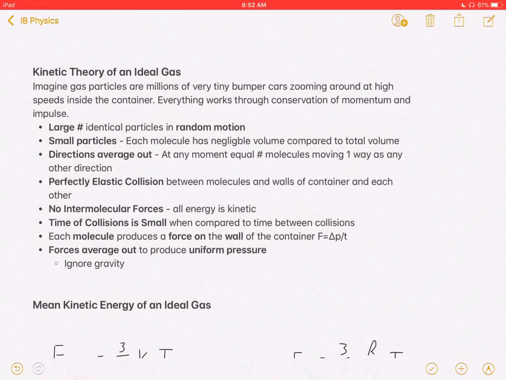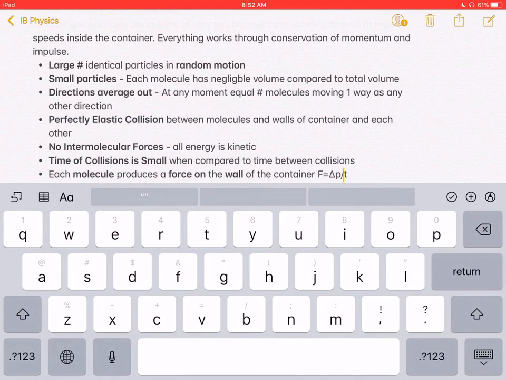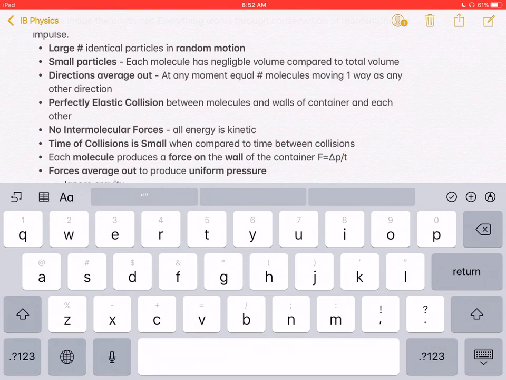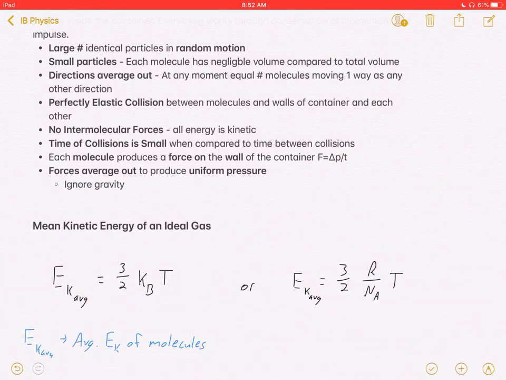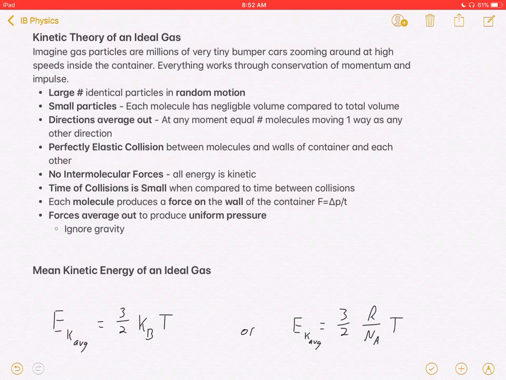To have that, you have to have a large number of particles, and they have to be moving all over the place in random motion. They need to be so small that we can neglect their size. They have to be moving in random directions, so the directions have to average out. Every collision is perfectly elastic, which then lets us talk about this idea of impulse. Each molecule produces a force on the wall of the container. Force equals change in momentum divided by time. Whenever they hit the walls, they bounce backwards with the exact same momentum, as another assumption that we make, just in the other direction, negative. And so each molecule hits the wall, produces force, and that creates uniform pressure.